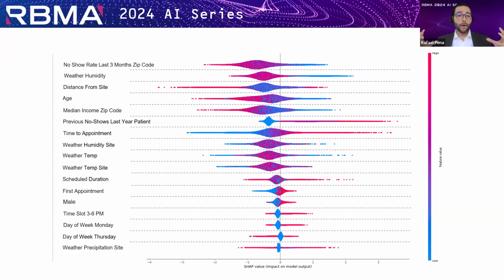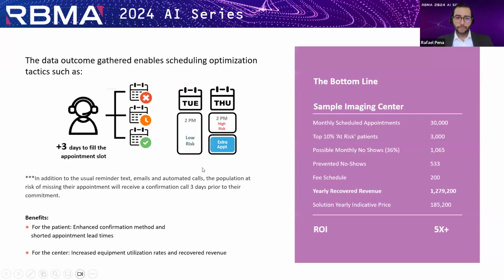However, when you have a robust system such as this one that enables you to get an overall probability score per appointment, then you will be able to take actions based on these insights or predictions. And moving on to the next slide.